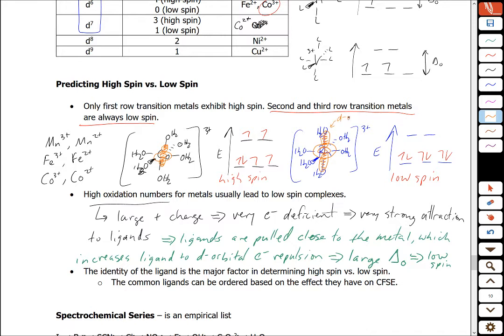So the d orbitals are closer to the ligand. Okay, and again, if the d orbitals are close to the ligands, we're going to have strong electron repulsion, which is going to lead to a larger delta O, which is going to give us low spin.